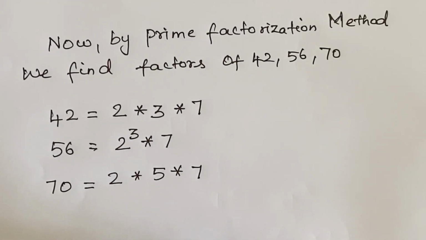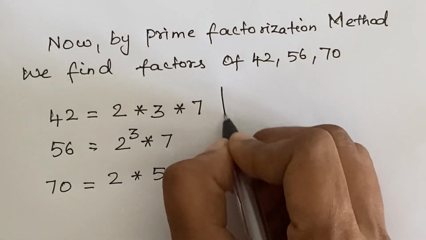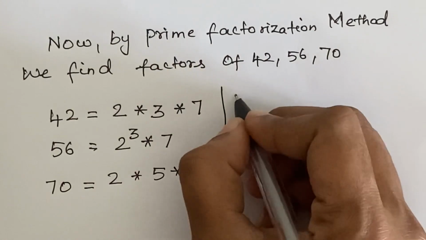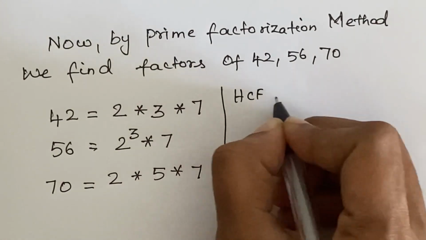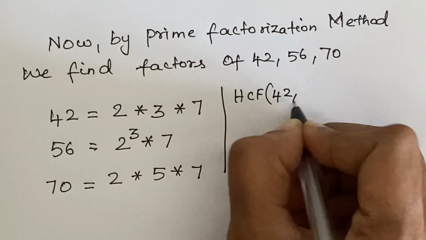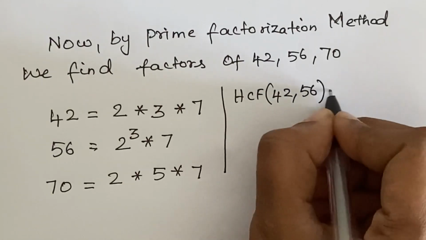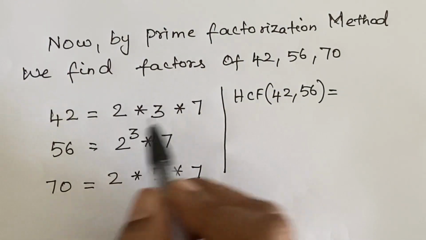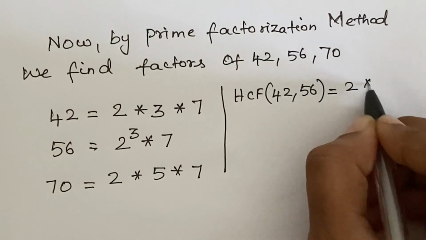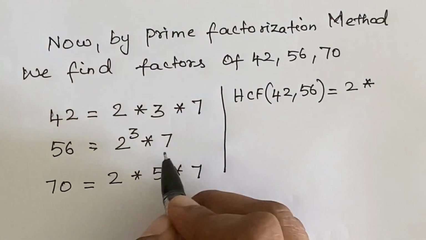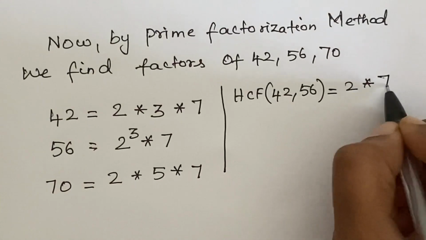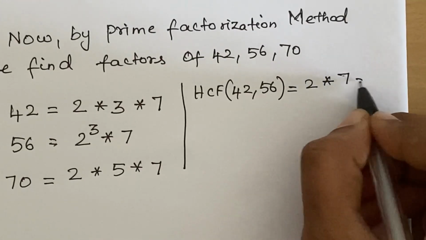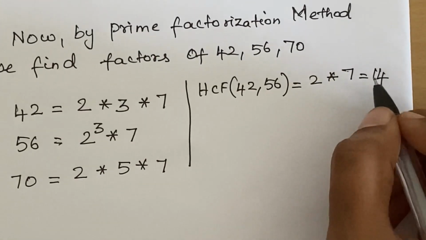Now let's find the HCF between two numbers. First, we find the HCF between 42 and 56. HCF is nothing but highest common factors. So the highest common factor between 42 and 56 is, here 2 is common, we won't have 3, and we have 7 as common. So 2 times 7 is 14.